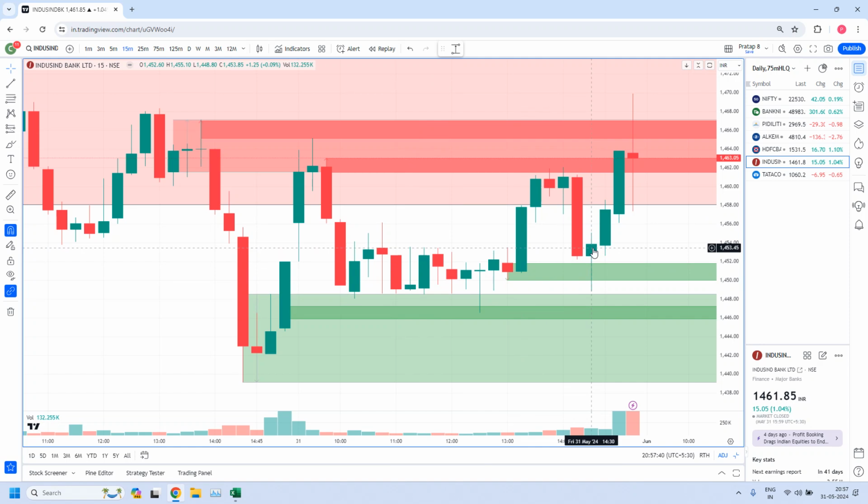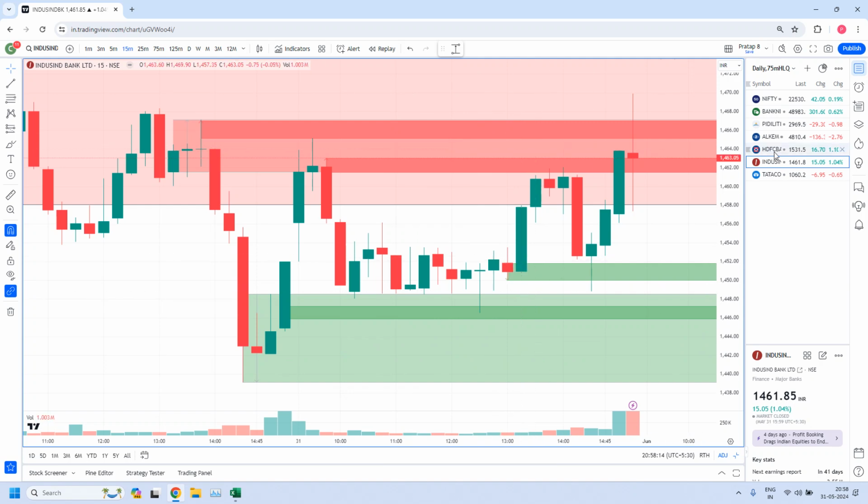Okay, this is about IndusInd. Next one is, hoping from this explanation you are able to understand how exactly I am using 15 minute zone for achieving the best target. Sometimes I am using 15 minute zone wick to wick, sometimes 15 minute zone wick to higher body if it is a demand zone, or lower body if it is a supply zone. So today we got 2 successful trades from IndusInd Bank.